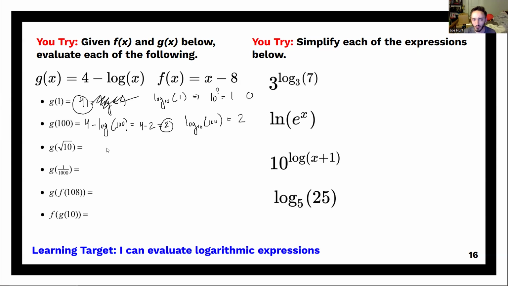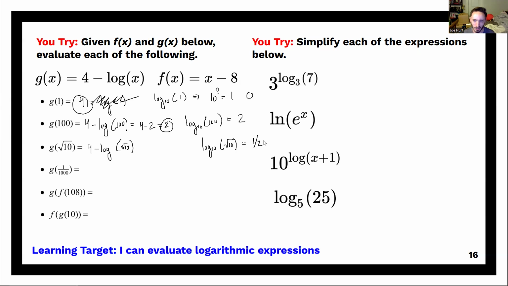Now, g of root 10 is a little more interesting. If I do 4 minus the log of root 10, I'm going to focus on that log component first and then put it back together at the end of the day. What power do you have to give a 10 to make it look like you're taking a square root of it?